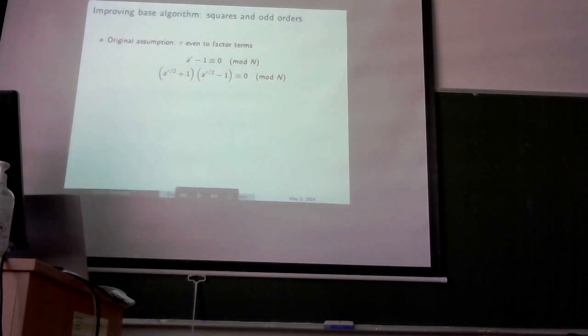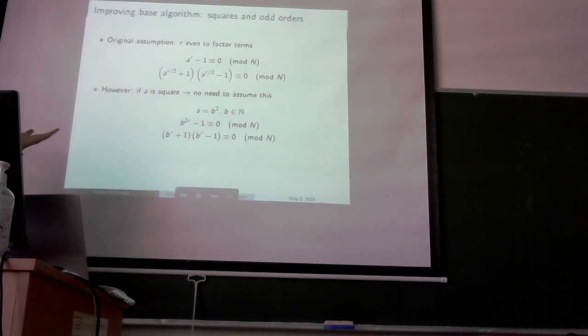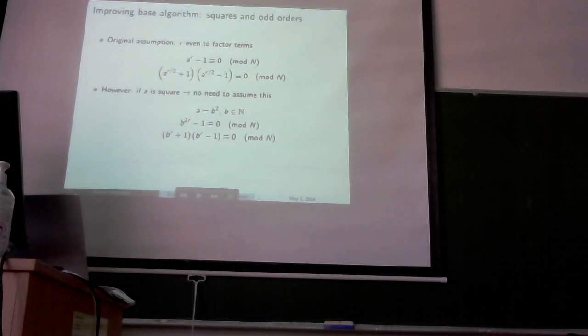Now I'm going to discuss a particular improvement that can be made to the base algorithm. Remember that back when I started, I mentioned that we were supposing that the order was even in order to make this factorization. However, you might notice that if the element A happens to be, for example, a square number, we do not really need for R to be even to factor the expression, which looks convenient. We might take advantage of order values this way.